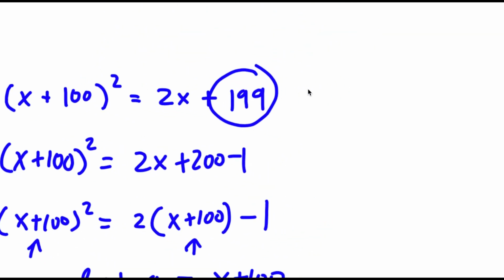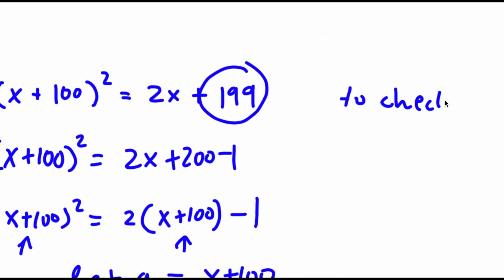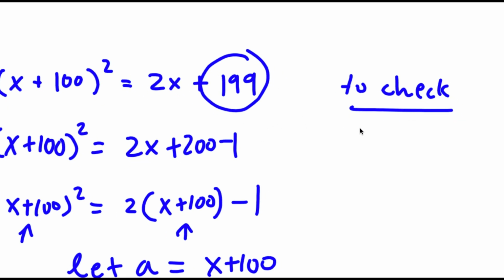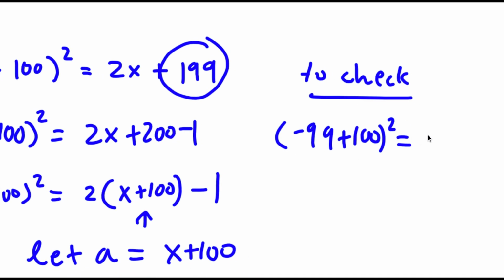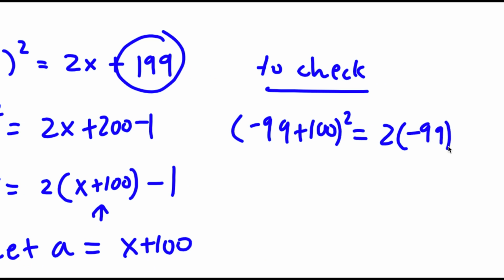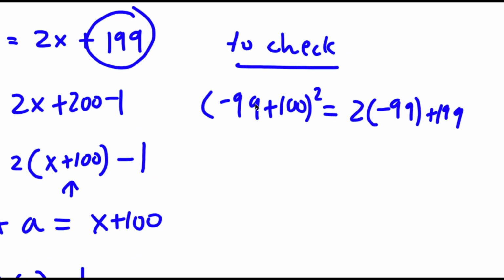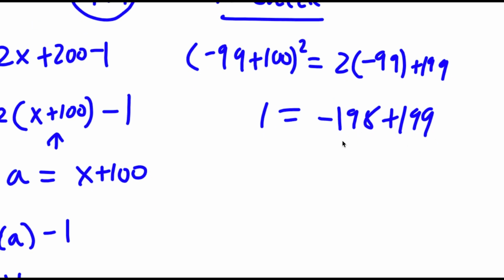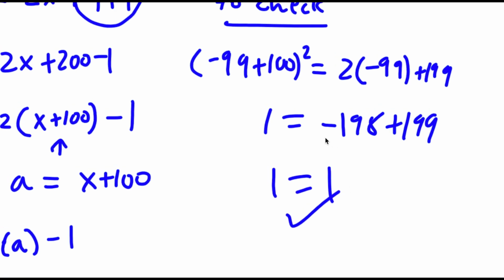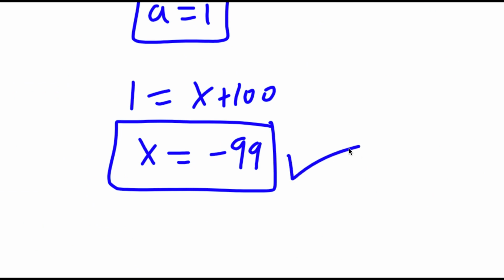So now to check, if I plug in -99 into my original equation, I get (-99 + 100)^2 = 2 times -99 + 199. So -99 + 100 is 1. 1 squared is 1. So I have 1 = 2 times -99, which is -198, plus 199. And 199 minus 198 is simply 1. So I get 1 = 1. And because this is correct, my solution is correct.